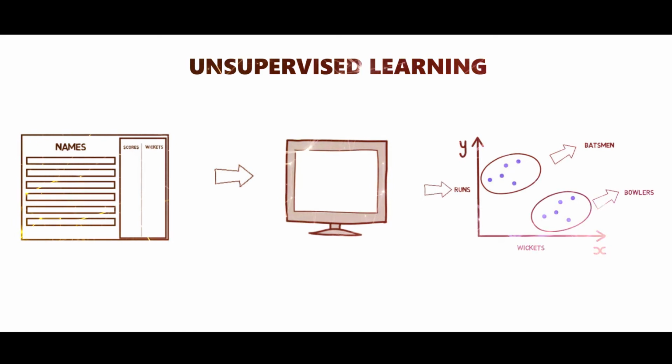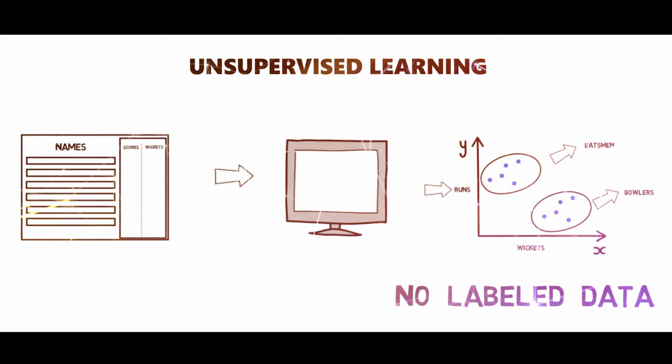While looking at the data, you will clearly see that there are 2 clusters. One cluster is the players who scored high runs and took fewer wickets, while the other cluster is of the players who scored fewer runs but took many wickets. So here we interpret these 2 clusters as batsmen and bowlers. The important point to note here is that there were no labels of batsmen and bowlers. Hence, learning with unlabeled data is unsupervised learning.